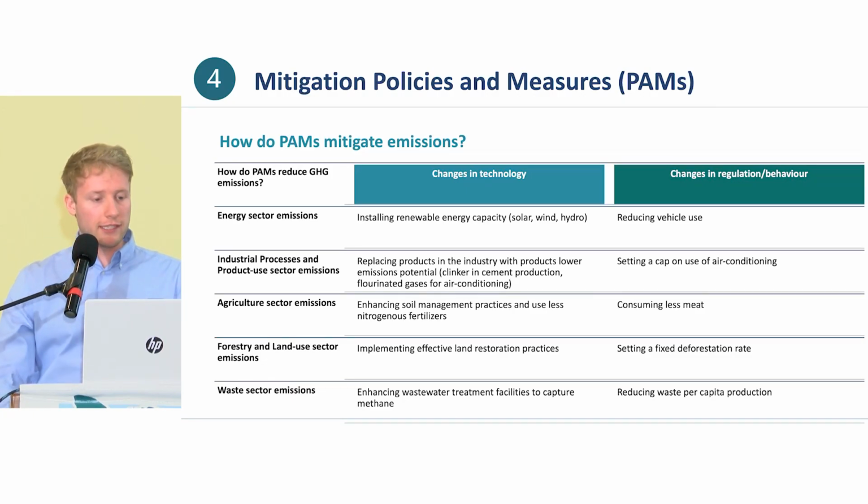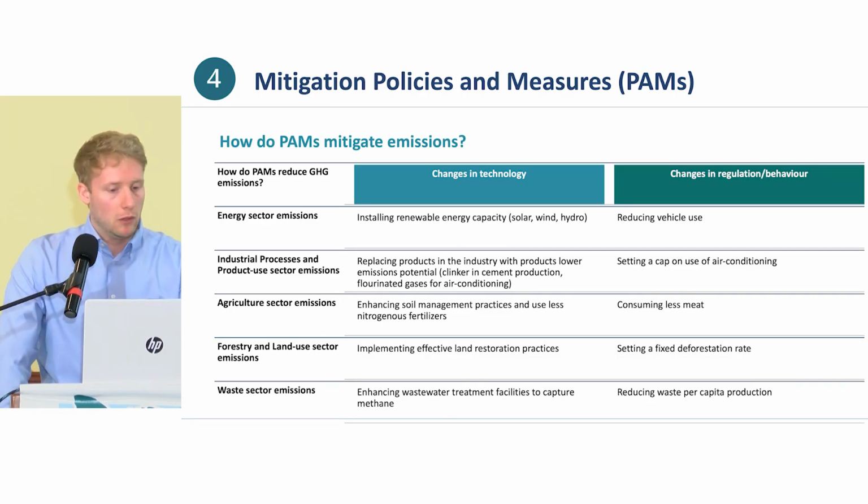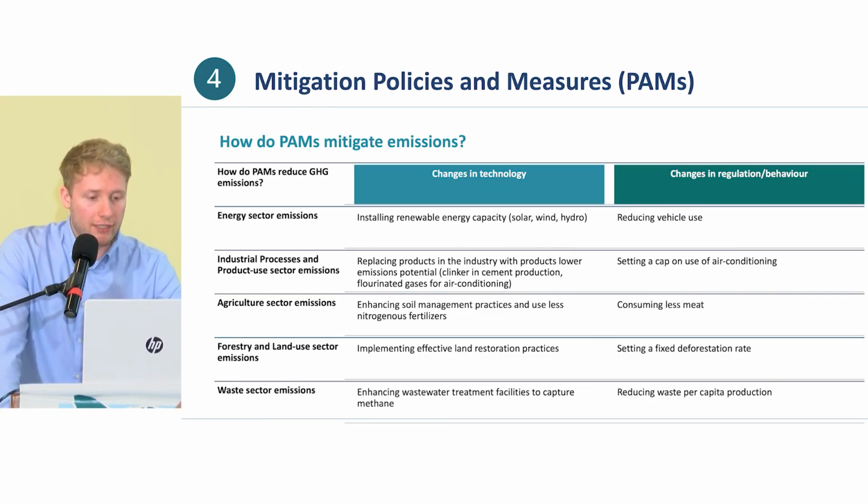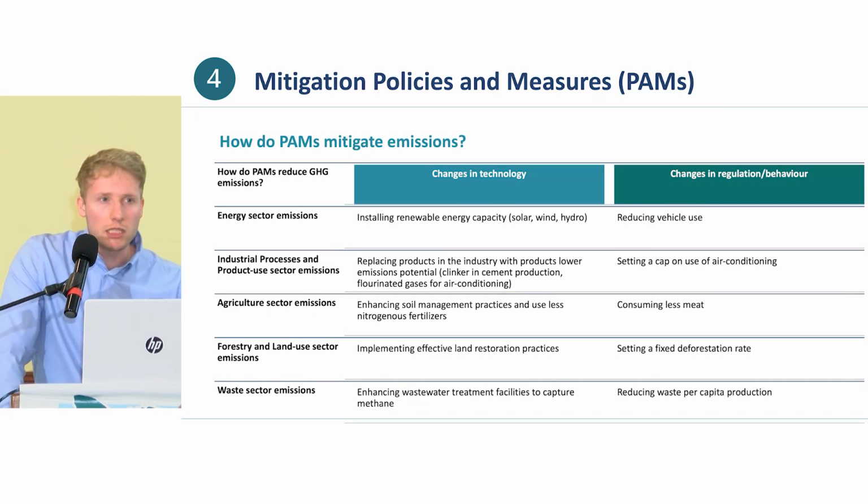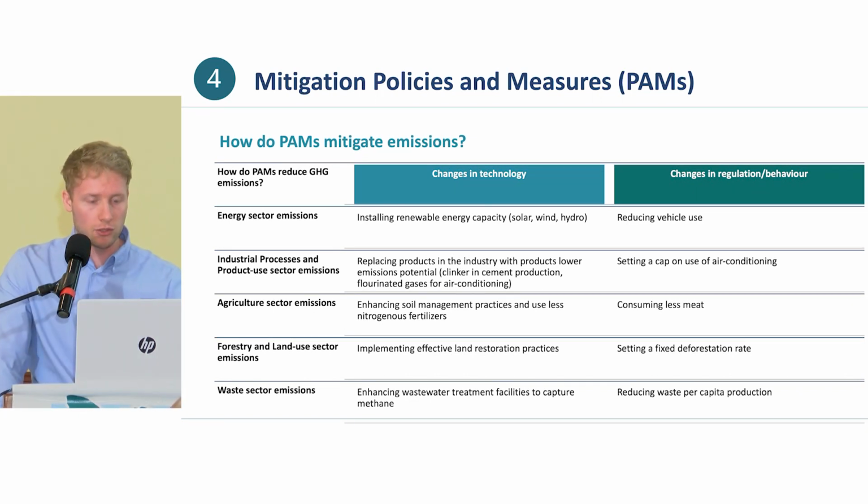To just give you another example, forestry and land use sector emissions. We can implement more effective restoration practices, new seeds, new practices, to restore, to rezone our land, to then reforest and so forth. Or we can set in a regulation from government side. We say the deforestation rate cannot exceed 1% each year, something like that. That could also curb emissions.